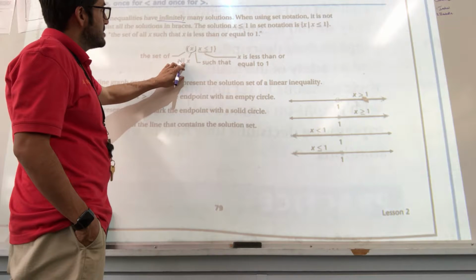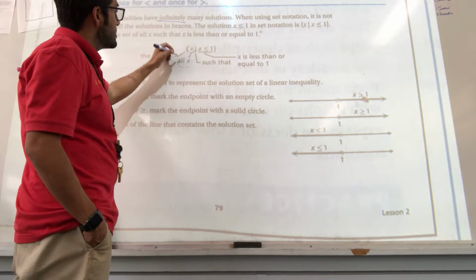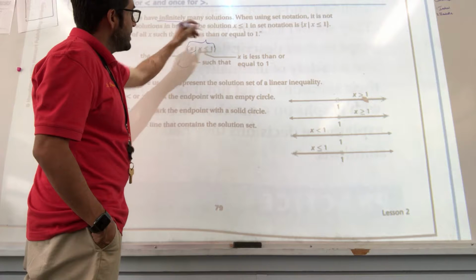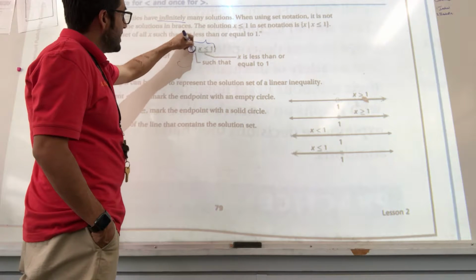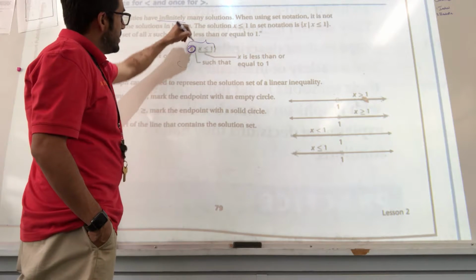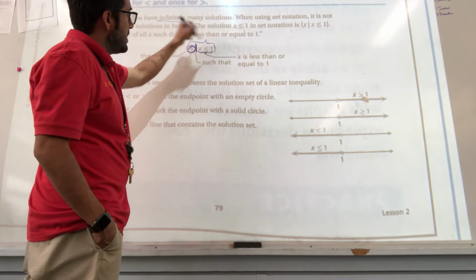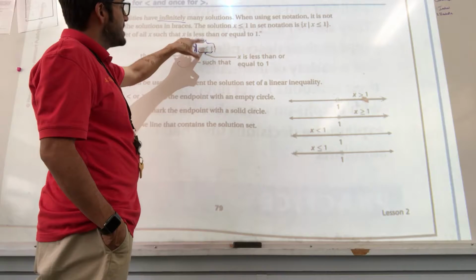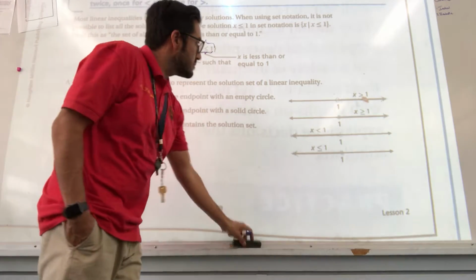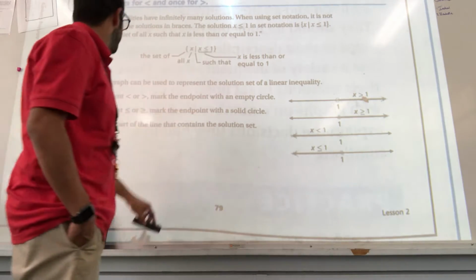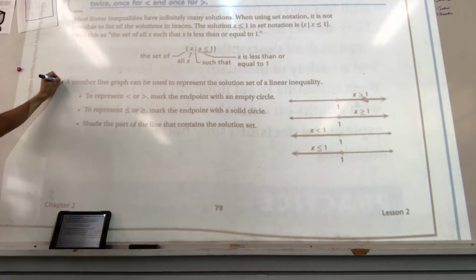This is the set of x, okay? All x. So everything in here is a set. We're including all of x. This line means such that. And then this tells you x is less than or equal to 1. Pretty simple stuff.